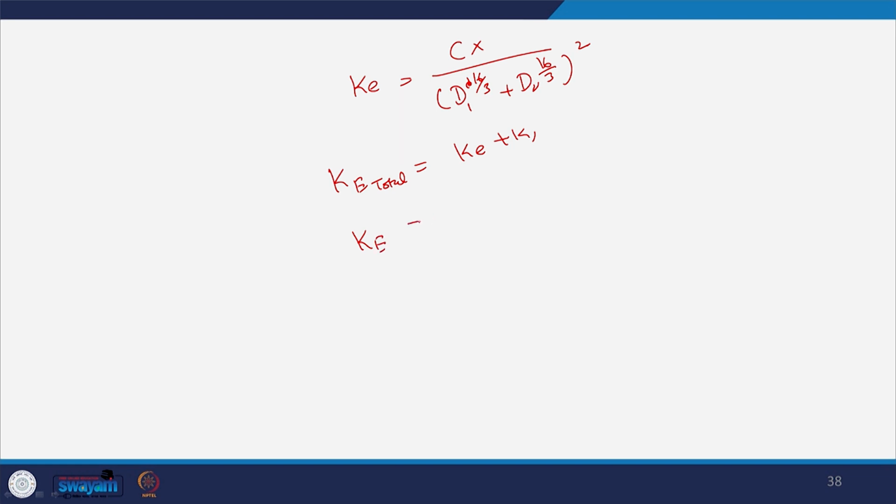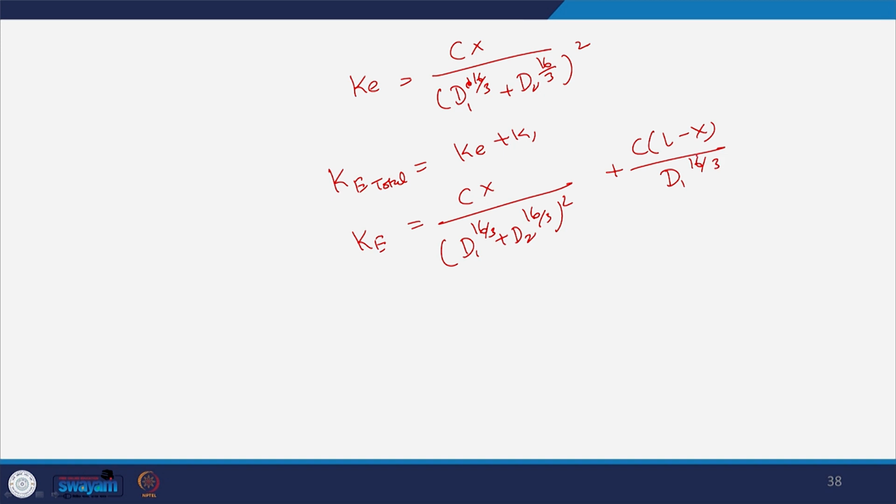Now, if we simplify, then Ke is equal to Cx D 16 by 3 upon D1 D2 16 by 3 whole square. Now, Ke total is equal to Ke plus K1 dash. So, if we rearrange for Ke total, then it becomes Cx upon D1 16 by 3 plus D2 16 by 3 whole square, plus C(L minus x) upon D1 16 by 3.